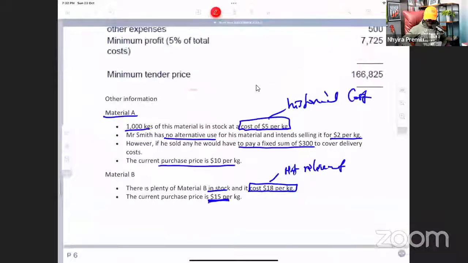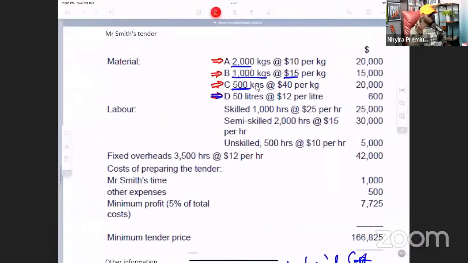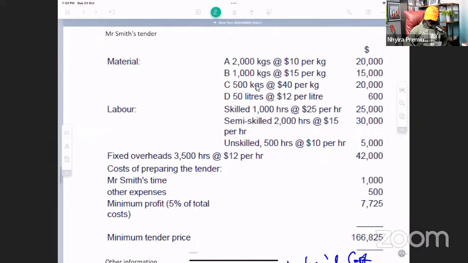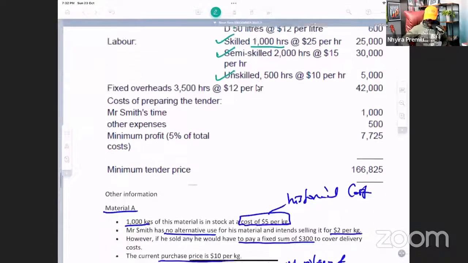Let's continue. So we are done with the materials. Now let's go to the labor. Labor is also divided into three categories. We have skilled labor, semi-skilled labor, and unskilled labor. So let's take them one after the other. Skilled labor, we need 1,000 hours. Let's go find out the information about the skilled labor.